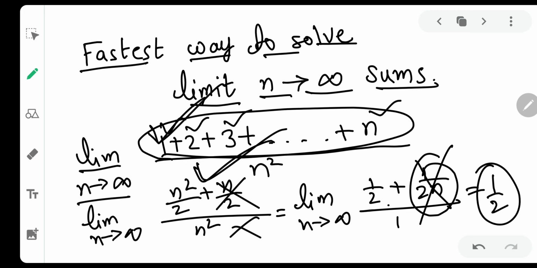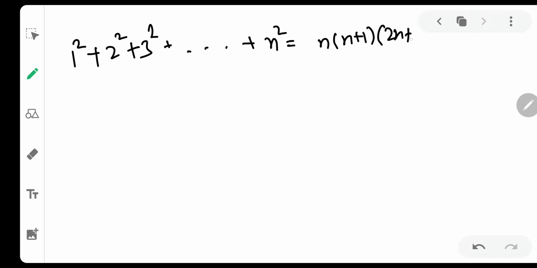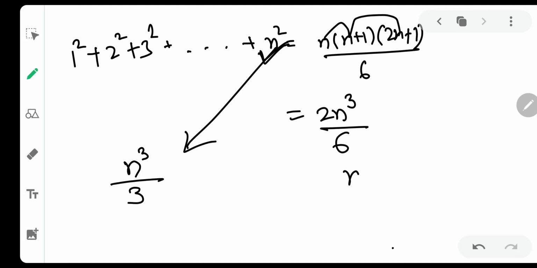and let us do one more sum of such kind. But before that, you must also know that suppose you have 1 square, 2 square, 3 square up to n square, you all know the formula n into n plus 1 into 2n plus 1 by 6. Now if you solve this, the highest degree will be what? It is n cube by 3. Let us solve and try. The highest degree will be n into n into 2n, which will be equal to 2n cube, divided by 6. So that will turn into n cube by 3.